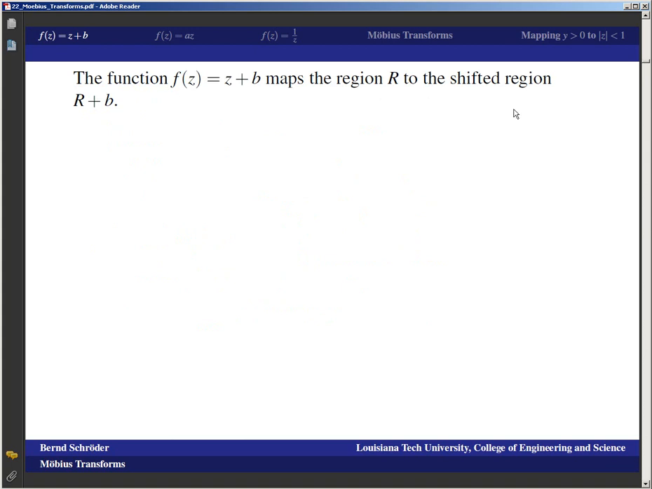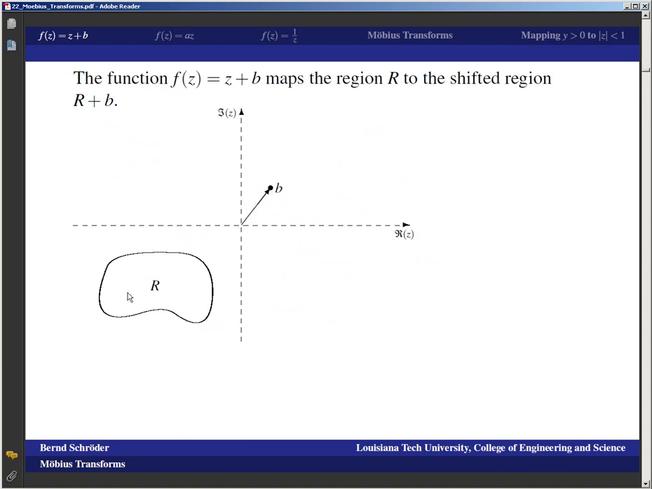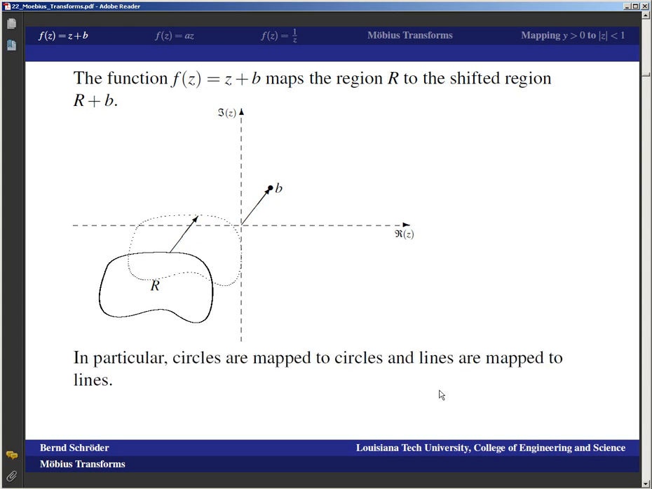Well, that function takes a region and shifts it by b, right? That's all it does. So if we have a point b, a point is of course always to be identified with its position vector. And if we then have a region R here, all we do is attach this position vector and shift the whole region by that vector to get the image region there. In particular, that means that circles are mapped to circles and lines are mapped to lines, because those things are what is called translation invariant under a translation by a vector b or by a point b.